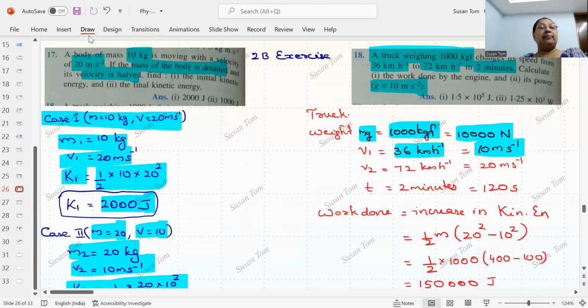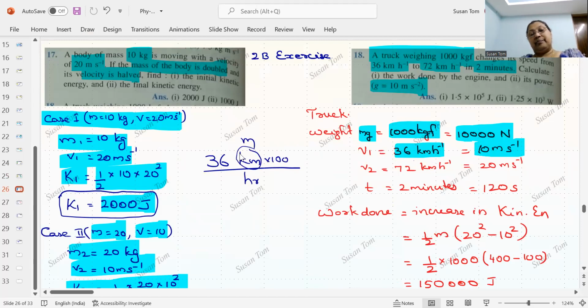How to convert, children, kilometer per hour into meter per second? First you write 36 kilometer per hour. We need to convert this kilometer into meter. How do you convert kilometer into meter? By multiplying by 1000. So you made the kilometer into meter: 36 into 1000.